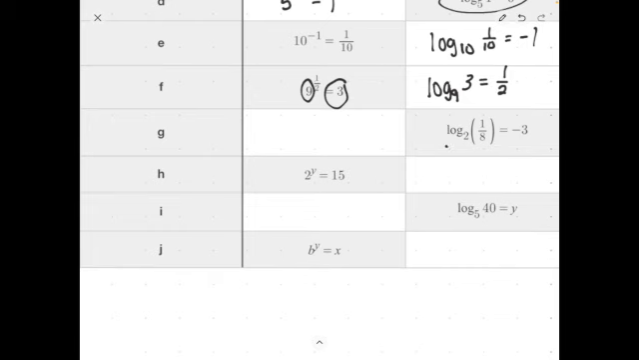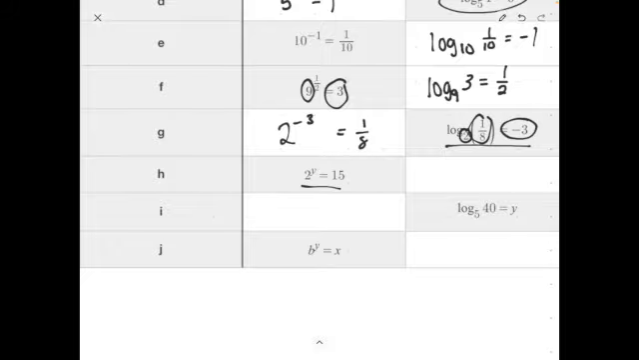For G, I'm given the logarithmic form. I'm told log base 2 is going to equal 1/8 if I raise 2 to the power of negative 3. So 2 to the power of negative 3 is equal to 1/8.